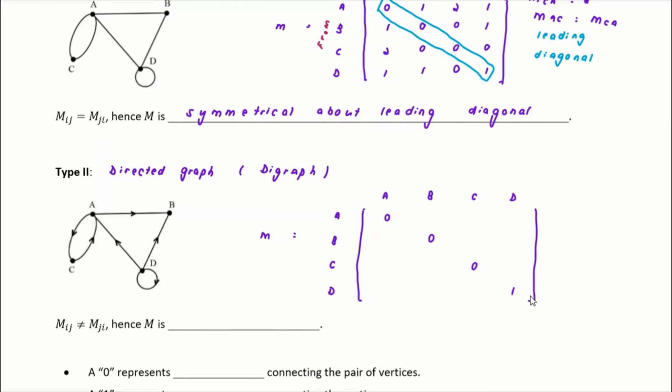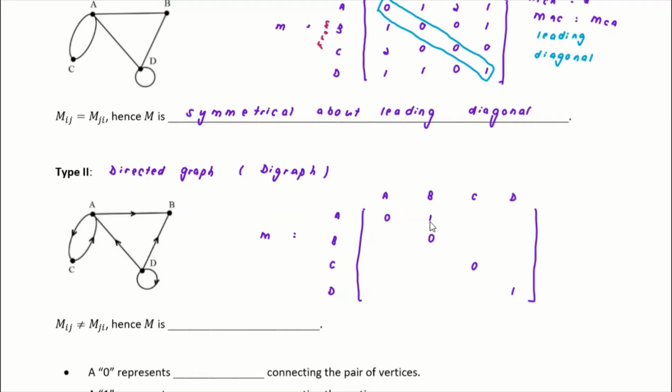Okay, so now let's try to fill in the others. From A to B, remember that you must make sure the direction is the way you want. So this is from A to B. Do you see any arc? Yes, from A to B in the direction that you want.